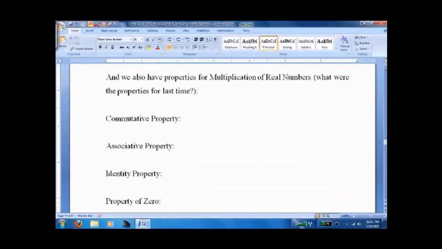We also have properties for multiplication of real numbers. The properties last time were for addition. The commutative property will look exactly the same, except we have multiplications instead of adding. Associative property also looks exactly the same. We just set up A, B, C. But this time we put the parentheses around these two, and this time we put them around these two. Of course, if I did it differently last time, that's fine too, as long as you have them different on either side of the equals.